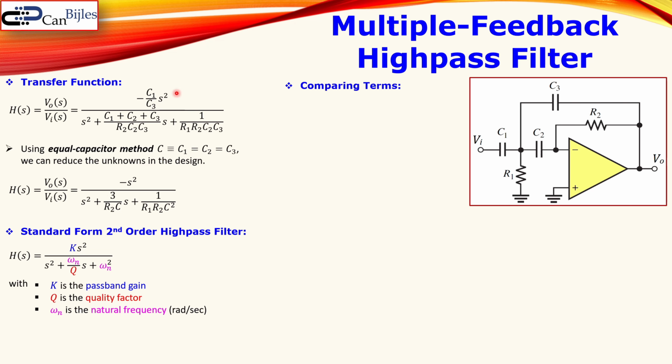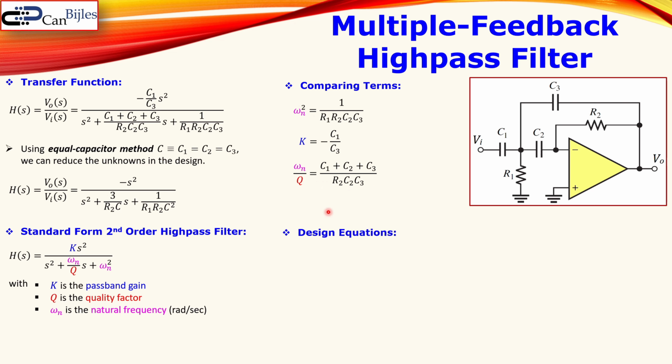Now if you compare the terms in the first transfer function from the circuit and the transfer function from the standard second order high pass filter, we recognize the following. The omega n squared must be this, that is actually shown here. The K, which is actually minus C1 over C3, so the high frequency gain is determined by these two capacitors only. In addition, we have also the omega n over Q, which is actually this part, which is C1 plus C2 plus C3 over the product of these three components.